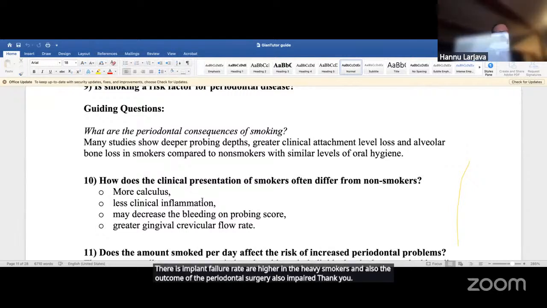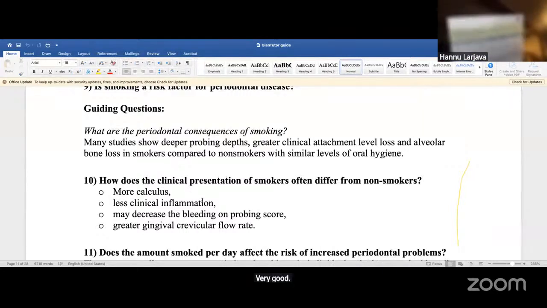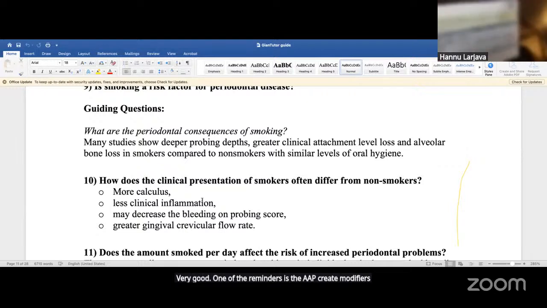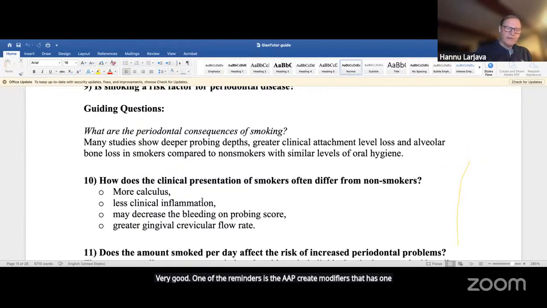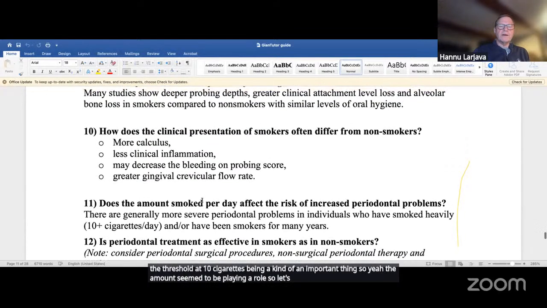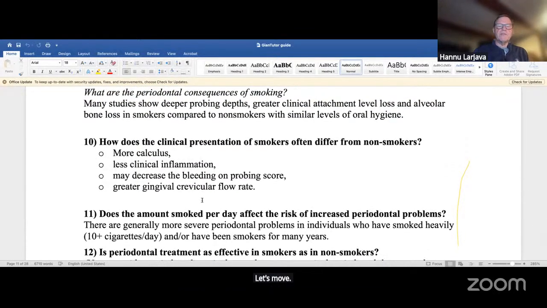Very good. And one of the reminders is the AAP grade modifiers. One of those grade modifiers is cigarette smoking, and they have put the threshold at 10 cigarettes being kind of an important thing. So yeah, the amount seemed to be playing a role. So let's move on. Is periodontal treatment effective in smokers?